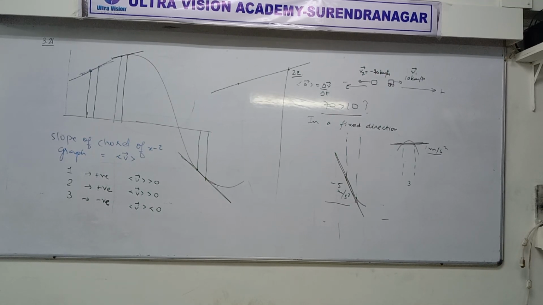Okay, in interval 1, is the slope of tangent positive or negative? Positive. So acceleration is positive. Is it fine? Yes, sir. Okay, in 2, negative. So acceleration is negative. In 3, we need a magnifying glass, don't we? It looks like 0. Yes, sir.